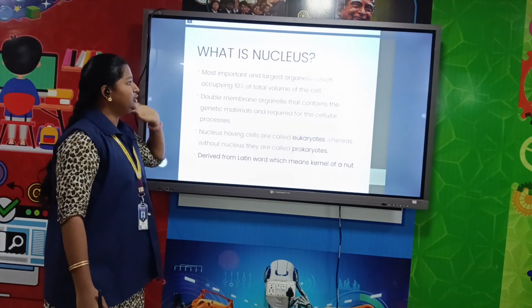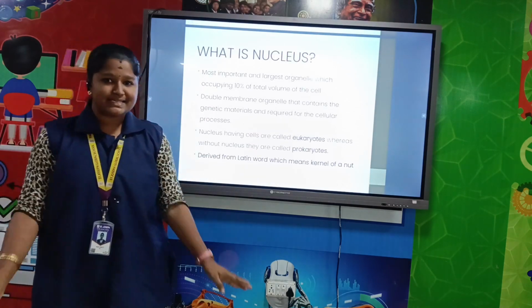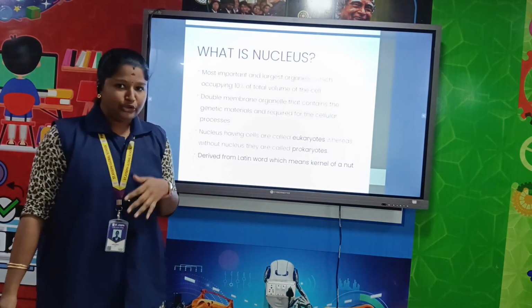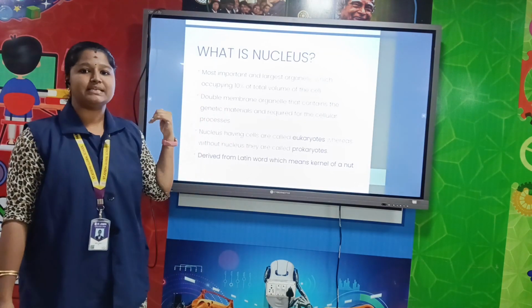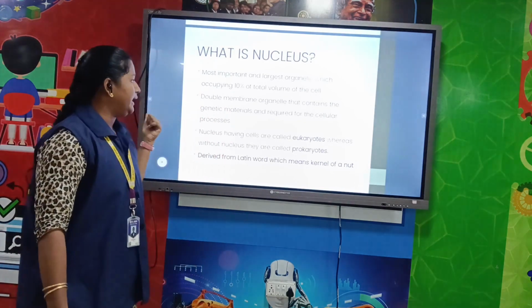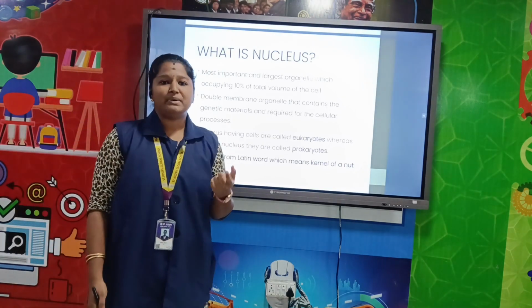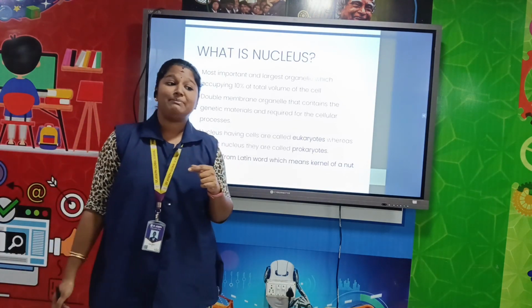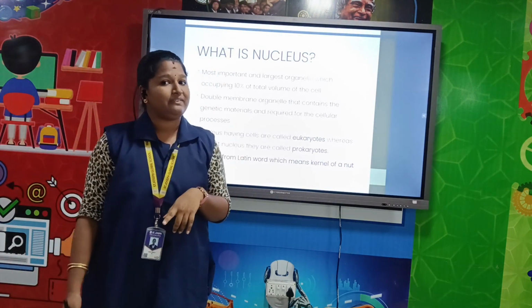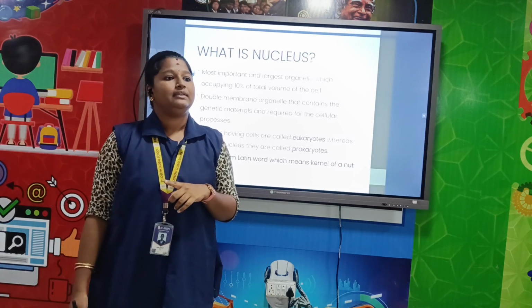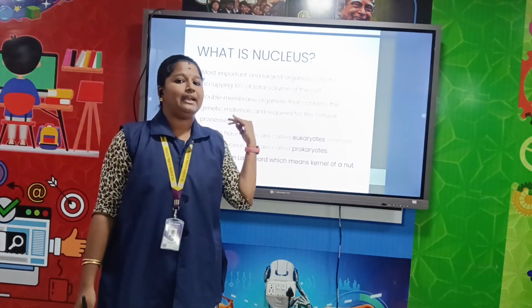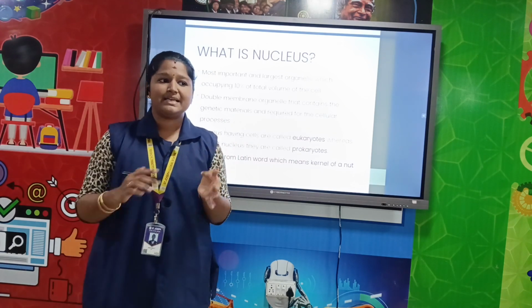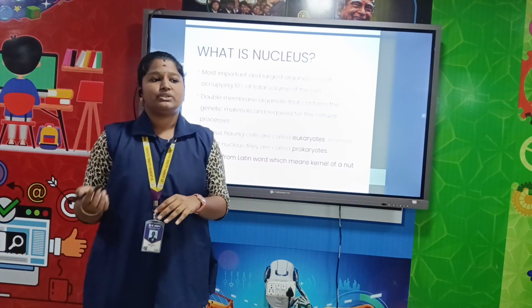So the nucleus is the biggest organelle. In the human body, the nucleus can occupy 10 to 20% of the cell. And this is a double membrane organelle. We saw one more organelle in the previous class. What is that? Yes, mitochondria. So mitochondria and nucleus, and one more, plastids. Plastids we'll see in the upcoming class.